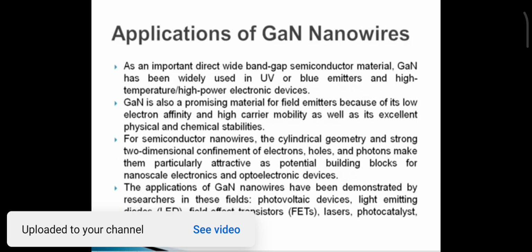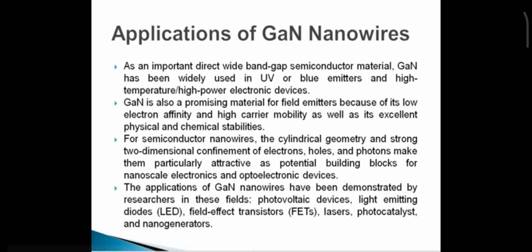Applications of gallium nitride nanowires. As an important direct wide band gap semiconductor material, gallium nitride has been widely used in ultraviolet or blue emitters and high temperature, high power electron devices. Gallium nitride is also a promising material for field emitters because of its low electron affinity and high carrier mobility, as well as its excellent physical and chemical stabilities.